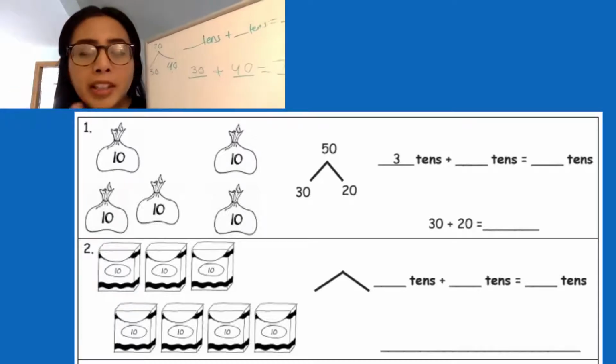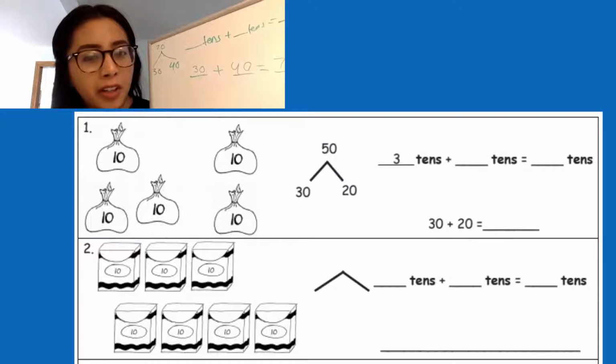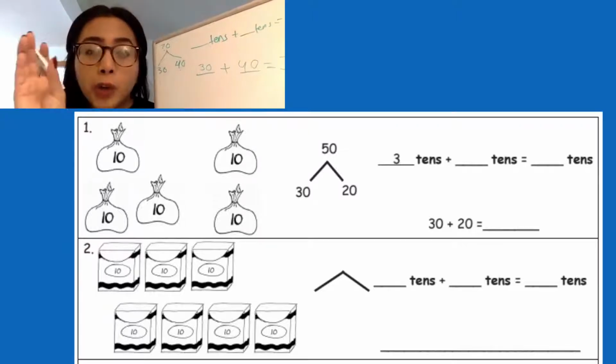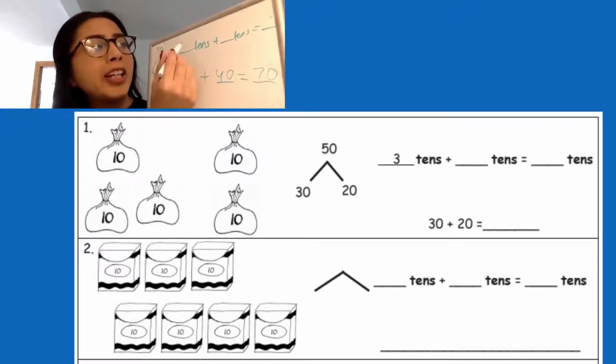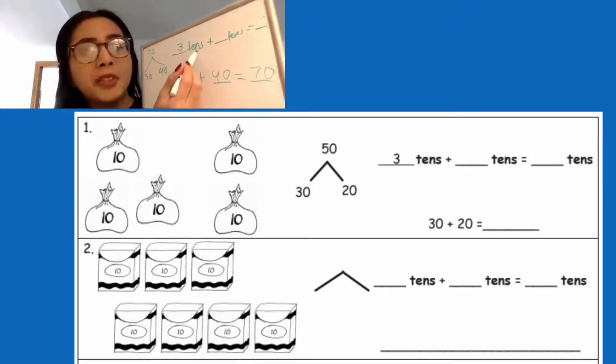And now if we just think about how many packs of 10 there are, if we look at the first row, how many crayon boxes are there? There are 3 crayon boxes, or 3 groups of 10.